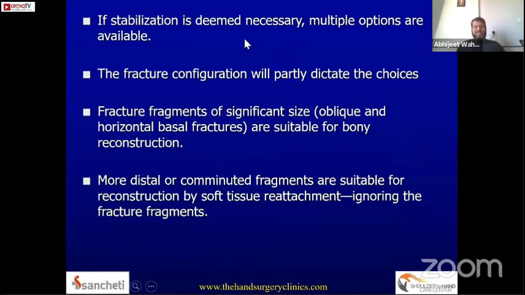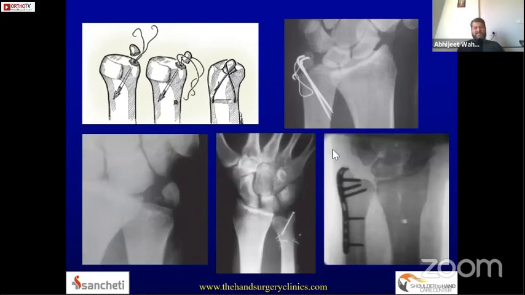So if stabilization is deemed necessary, multiple options are available. The fracture configuration will dictate your choices, and the fragment size will also dictate the type of fixation that you would opt for. In general, as a rule of thumb, more distal and comminuted fragments are usually suitable for reconstruction by soft tissue reattachment, ignoring the fracture fragments, whereas basal fractures of the ulnar styloid might require some kind of fixation.